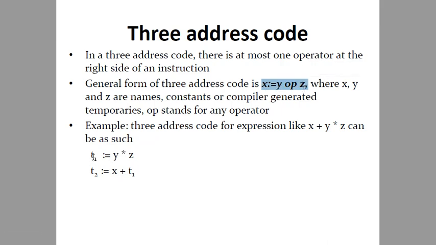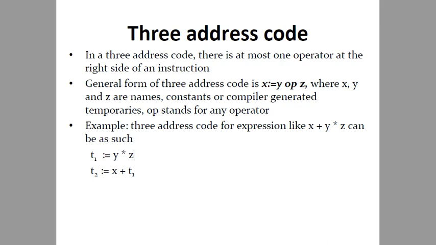Over here t1 is equal to y into z. Next, y into z is already stored in t1, so you just have to add it with x. So t2 is equal to x plus t1. Okay, so we get the 3-address code for the expression x plus y into z. It's very simple, I guess you can understand it very clearly.